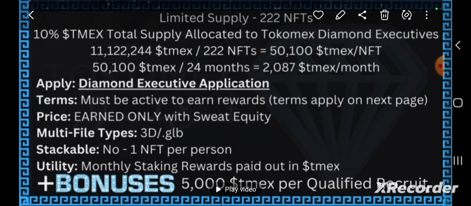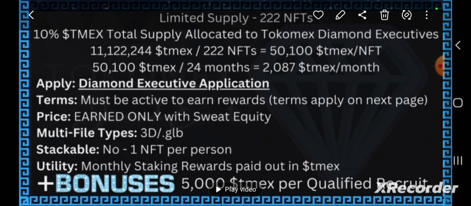So yeah, the price is earned only through sweat equity. Yes, this is multi-files minted on Hedera. It's already been minted. You'll have to reach out through DMs. Yeah, send a DM. Look in the links in the description, you'll find my DM. Reach out to me, and I'll qualify you.